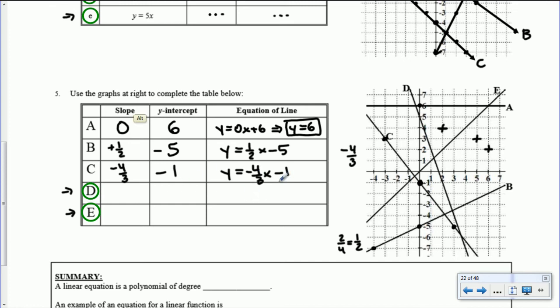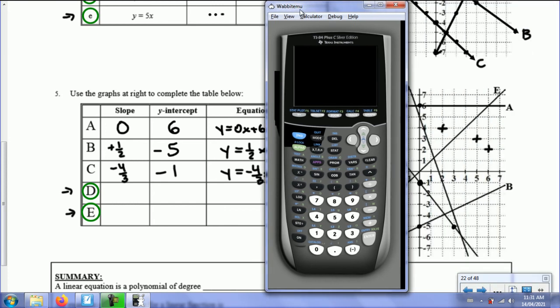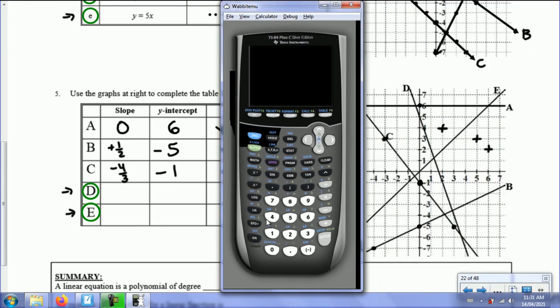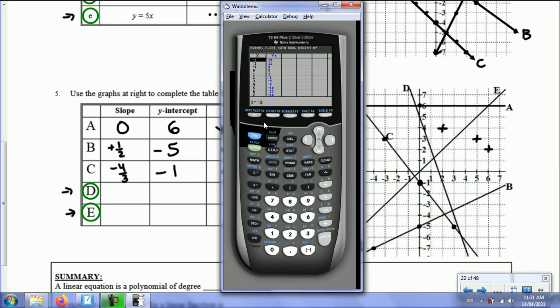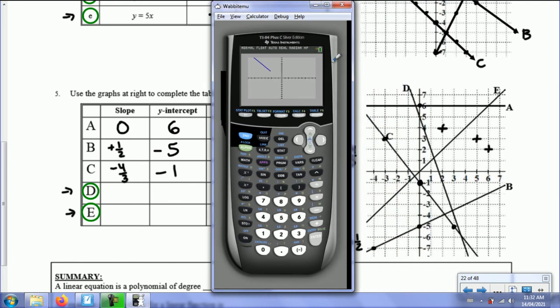And if you're ever unsure about a result that you got, let's see if we can confirm. Let's just check this out. So -4/3 x subtract 1. Let's do -4/3 times x subtract 1. Let's see if that links up with the line here.